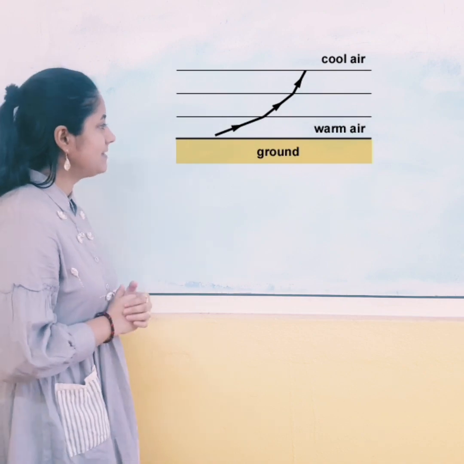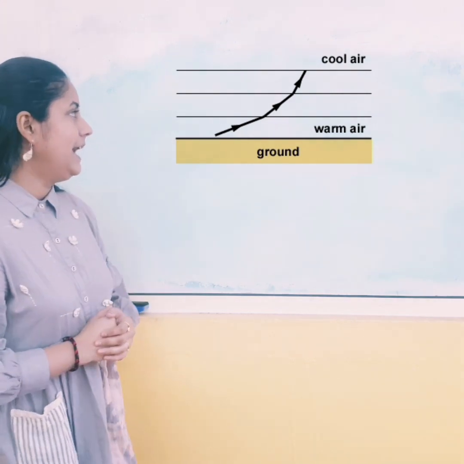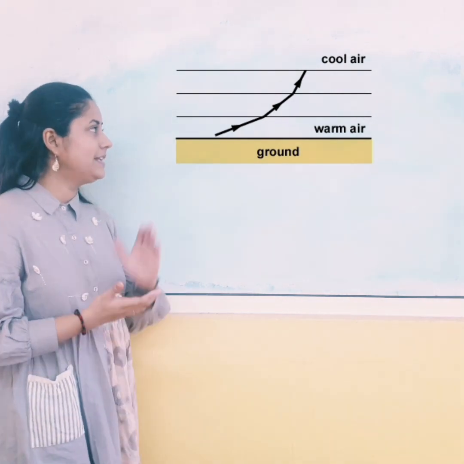Hotter air is less dense than the cooler air. Cooler air is more dense, hot air is less dense. Now, when the ray of light travels from hot air, which is less dense, the refractive index of that is less than the cooler air. So when the ray of light travels from the rarer medium to the denser medium, the ray of light bends towards the normal. The refracted ray bends towards normal, as you can see here. And the opposite thing happens when the ray of light travels from the denser medium to the rarer medium. It bends away from the normal.